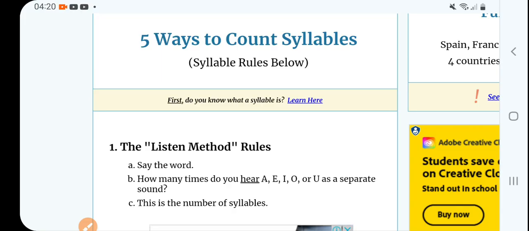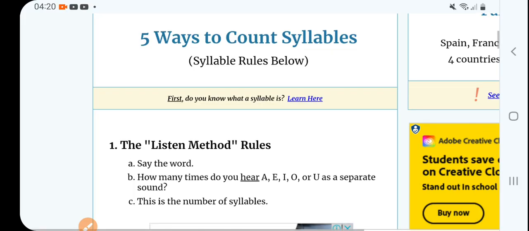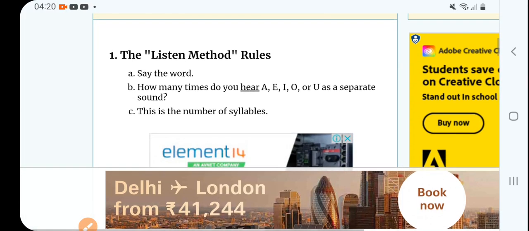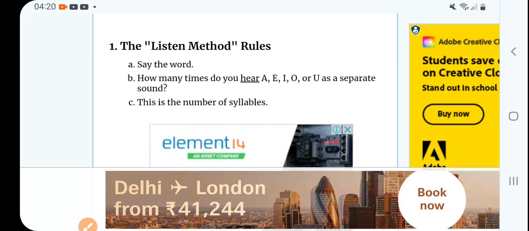Here we will discuss how to count the syllables and what are the rules. So let us see what are the ways to count syllables. So now first is the listen method rule. What's the listen method rule?